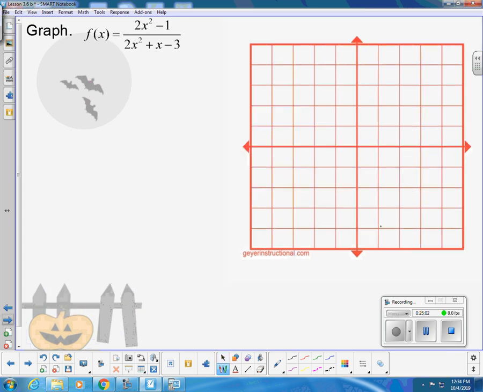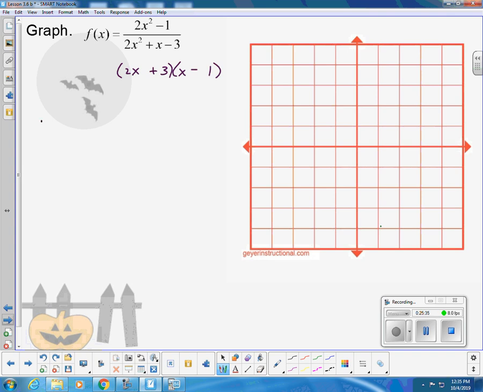One more, and we're done. So we are going to factor the denominator. So I get 2x, x, 3, and a 1. Can you factor the numerator? No, not with rational coefficients. So, can I cancel anything? No, so there's no holes.